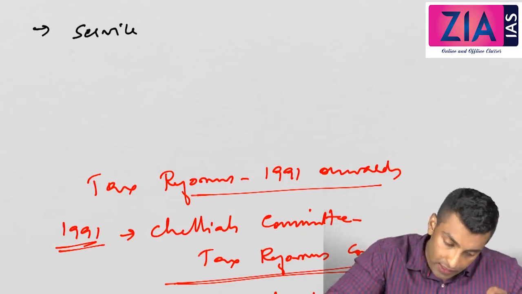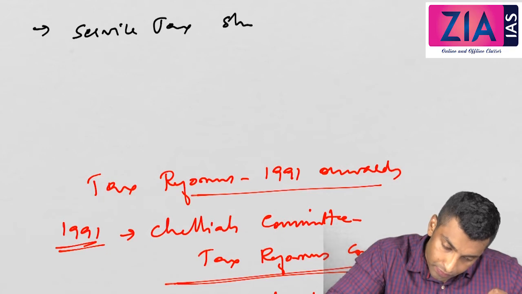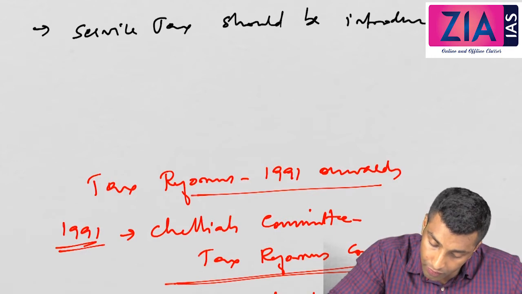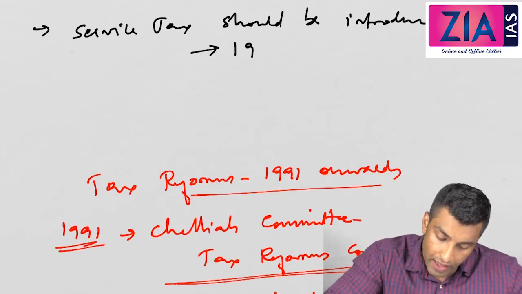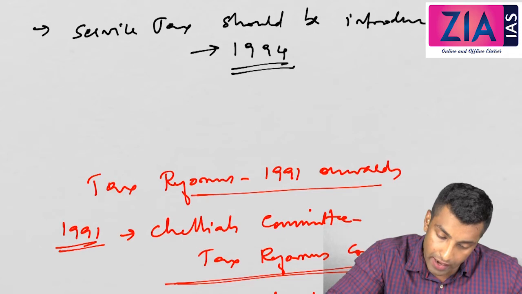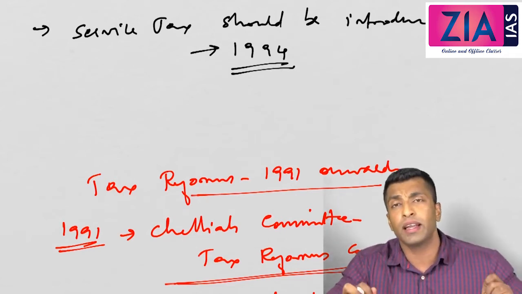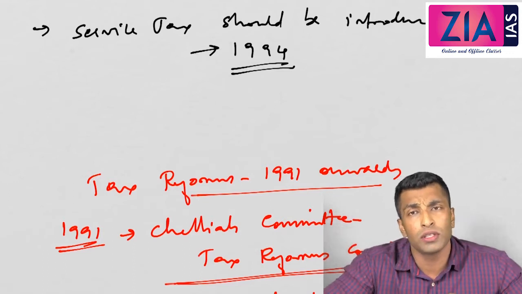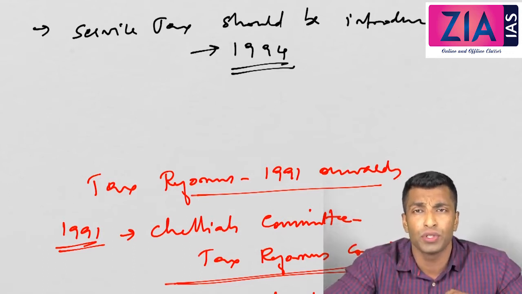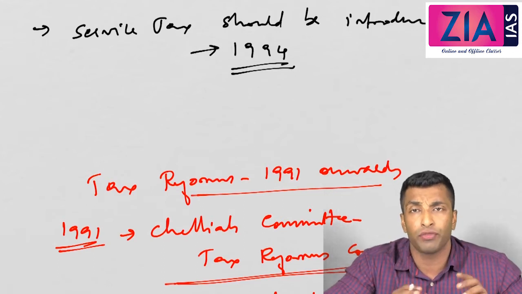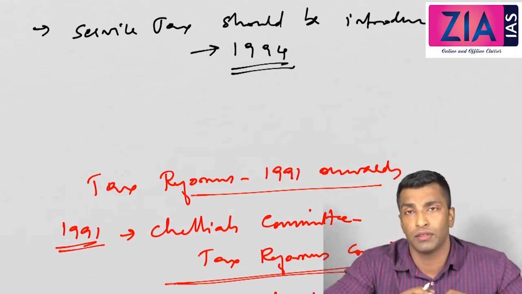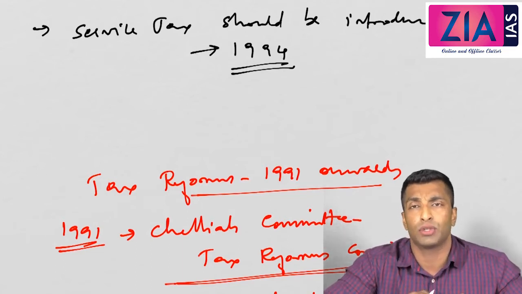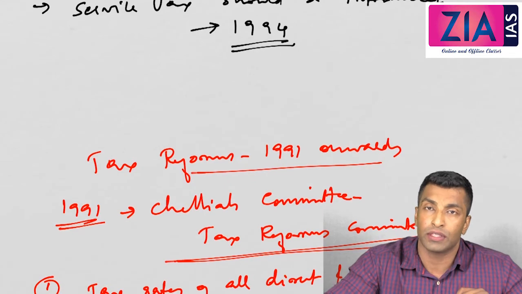Okay, so service tax should be introduced, and it was introduced in 1994. Initially it was introduced on 3 services, but now almost all the services are taxed except a few services, like some kind of educational services, some medical services. Some of the cinematography cases were actually exempted from service tax.